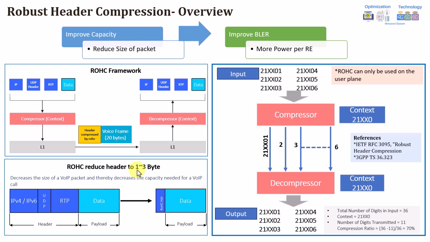So at the end, it will reduce to only 1 or 3 bytes, and this is how we get the gain. So now let's jump into how to verify first the capability of the device from the logs, what kind of requirements, which parameters we need to check from the logs, from the capability, and how also to confirm whether it's being triggered by the eNodeB or not.